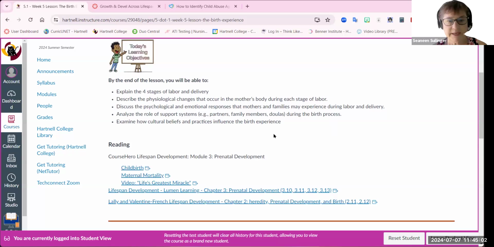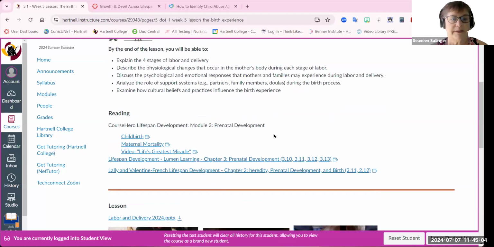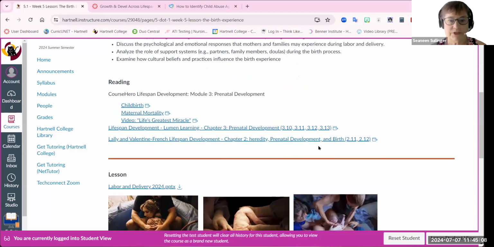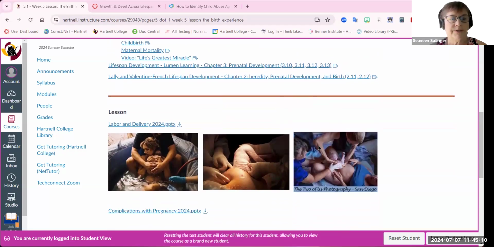So there is your reading again. There is the PowerPoint, which I will come back to in a moment. I wanted to show you the pictures. So this is actually a water birth. They have big tubs, and so the mother gives birth in the tub with the water, and you can see the midwife or doula there helping.